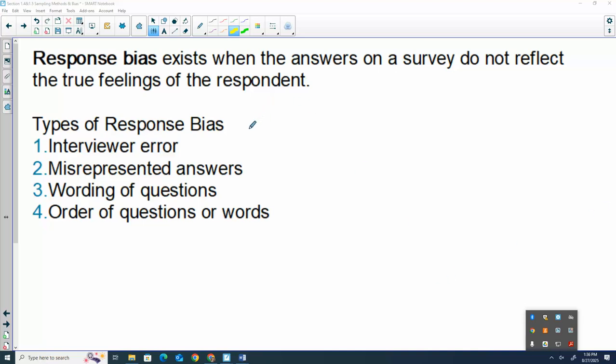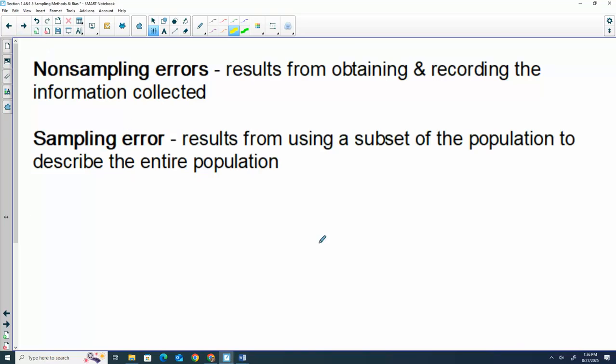The last thing I want to talk about is error that has to do with sampling. Non-sampling errors means we had a good sample, but somehow we have a mistake. So that's usually from how we recorded our results. Maybe we made a mistake when we wrote those numbers down. Sampling error means that we got bad data because we had a bad sample to begin with.